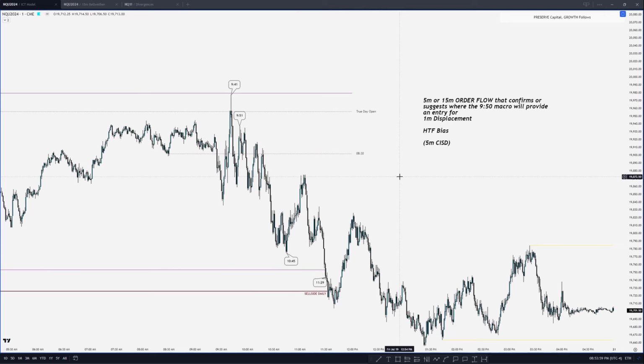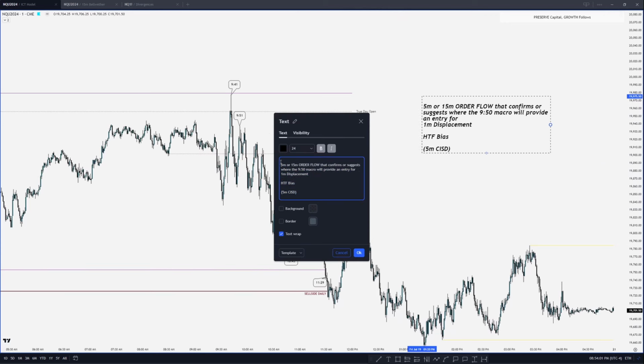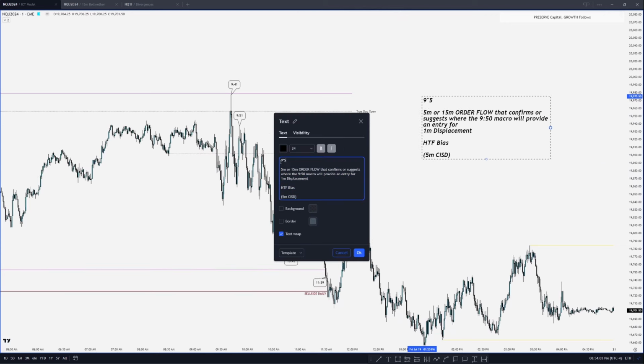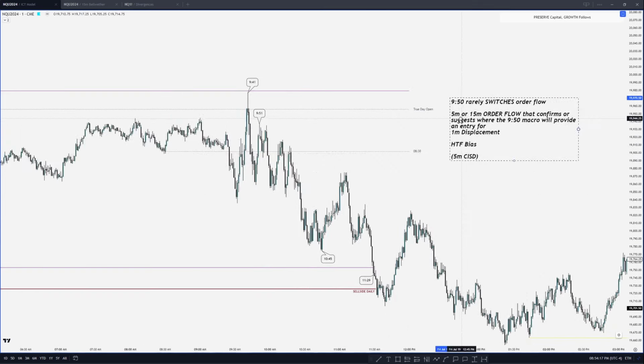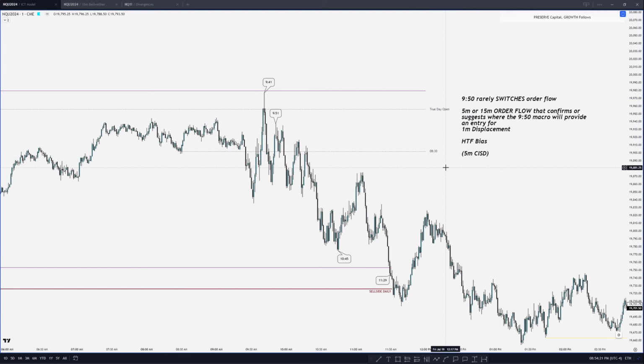I guess the main topic is the 950 macro rarely will change the state of delivery that the order flow already is suggesting from the 5-minute and the 15-minute. We will either have a CISD before the 950 macro, or order flow will already be supported. So using that, if you just look at the 5-minute and the 15, obviously there's going to be context. You have a much larger directional bias of where it's likely to go to.